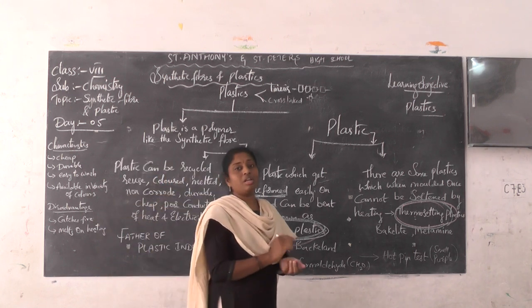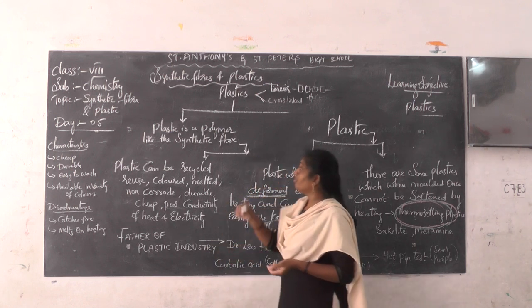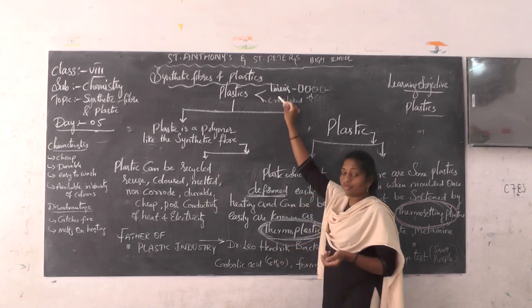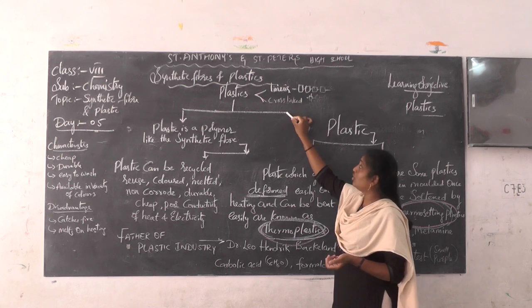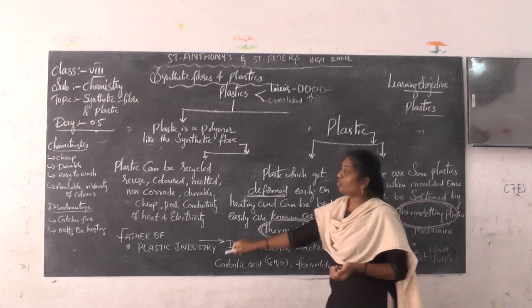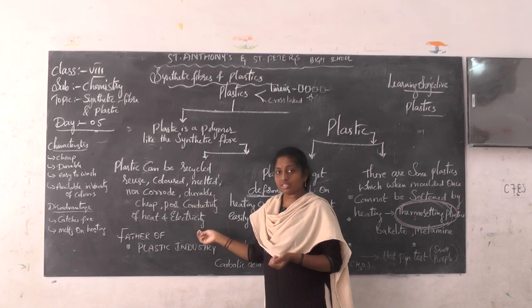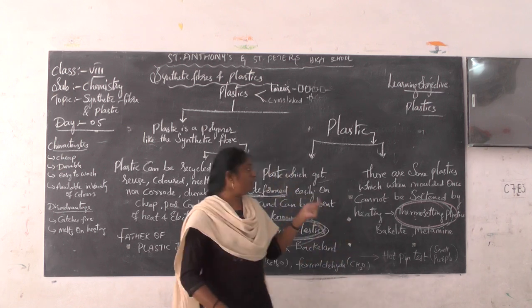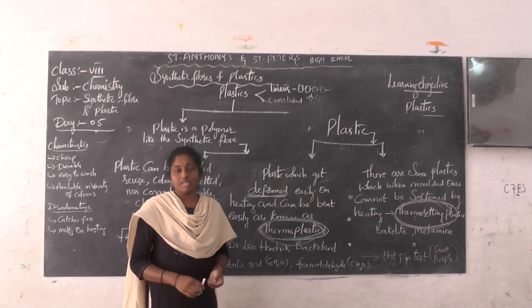In this section we learned about plastic. What is plastic? Plastic is a polymer like synthetic fibers. We studied two different types of arrangement, the linear and the cross-link arrangement. We studied why we use plastic in our daily life, because of many reasons. And we studied the two types of plastic: one is thermoplastic and one is thermosetting plastic.